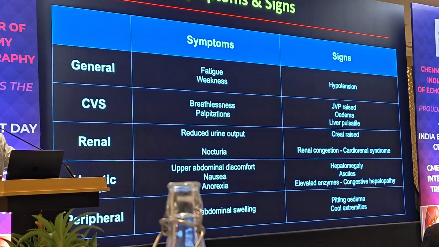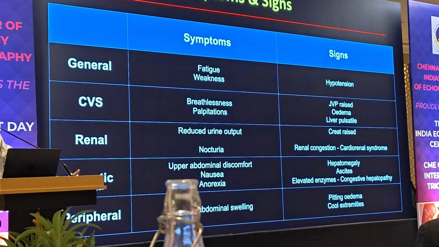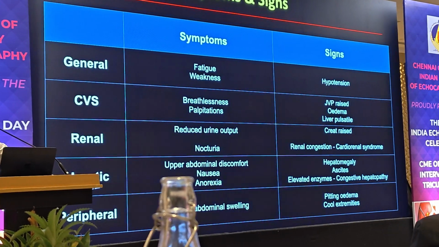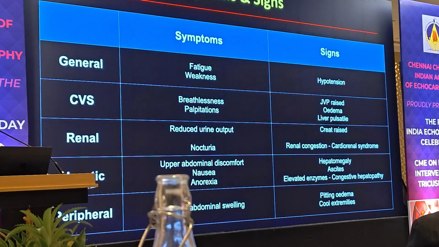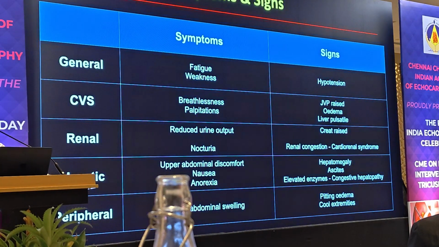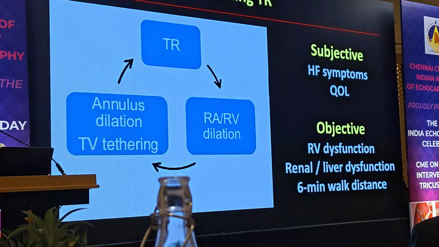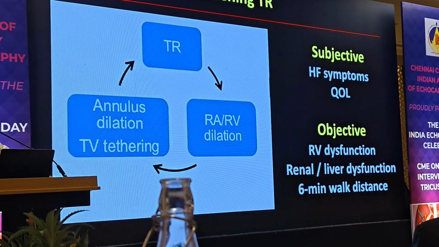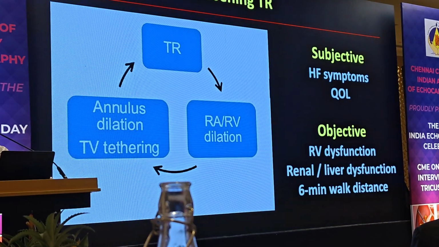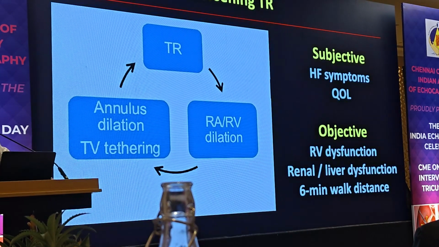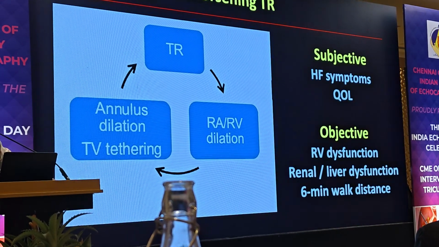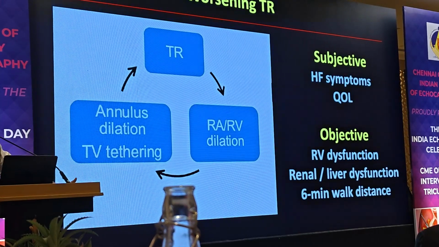We look at various parameters, and look at the symptoms in terms of general, cardiovascular, renal, and hepatic. A lot of congestion is going to take place, so we are going to be especially careful about it. This is the clinical side of it. And then there is the old saying, TR begets TR. Once TR increases, the RA and RV dilatation happens, then the annulus dilates, then the tethering is triggered, and then again the TR increases.